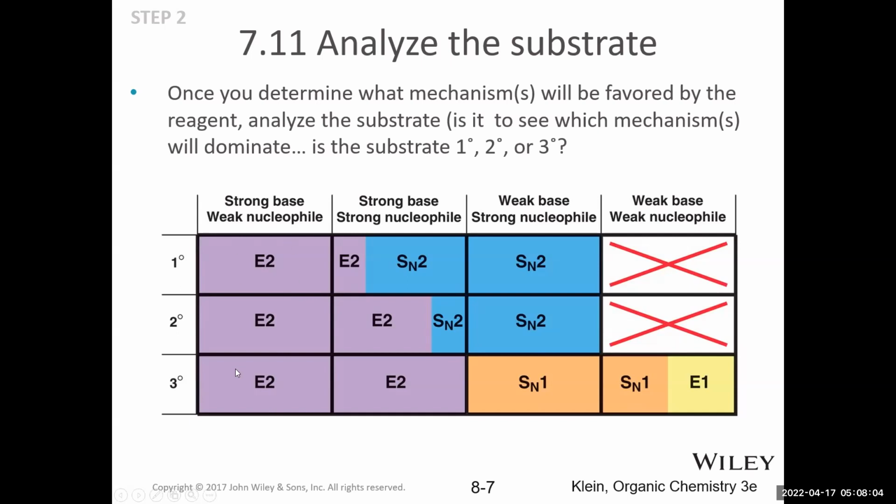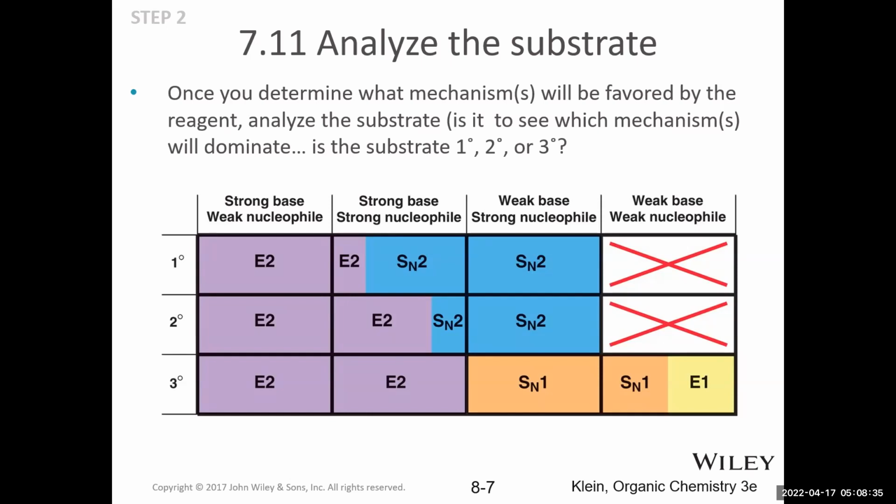And E2 is not as picky in terms of the substrate. So primary, secondary, and tertiary substrates all react with a strong base under E2 conditions. If you have a reagent that can function as a strong base and a strong nucleophile, again, examples of those are sodium hydroxide, sodium methoxide, and sodium ethoxide. And I think there's even a couple more examples on the activity that I've added for you.